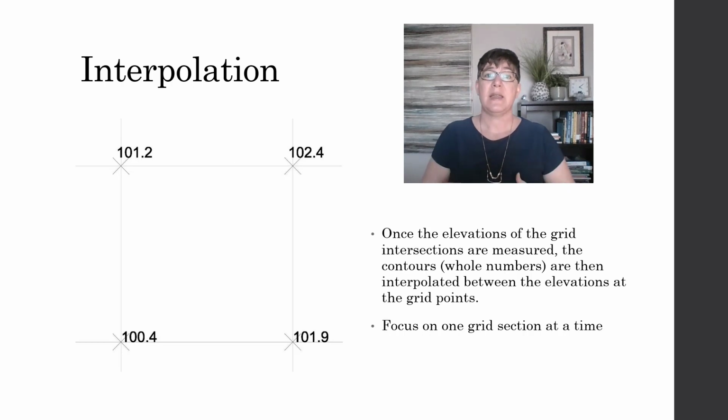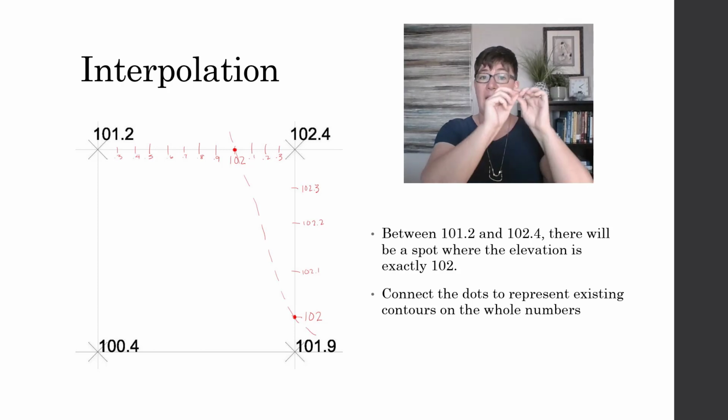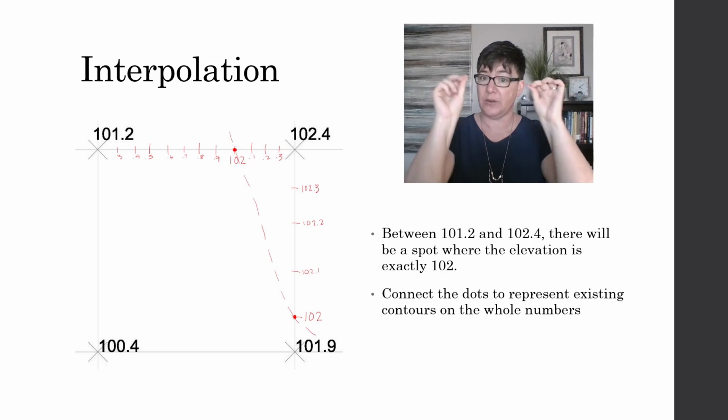All right, and what do you do with these numbers? How does this turn into contours? Well, once you have these elevation numbers, then we're going to use interpolation to find the contours in between the grid. You focus on one grid section at a time, like we have here. Next, we will take a look at one line between 2 points.